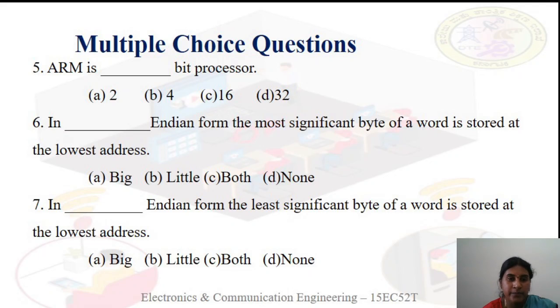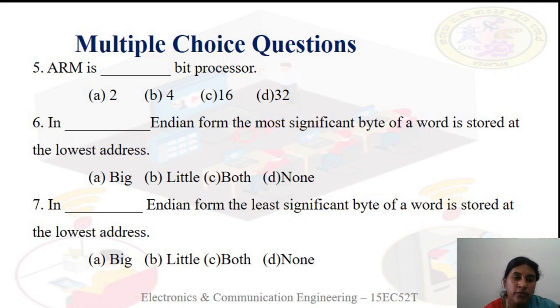Next one, in dash endian form, the most significant byte of the word is stored at the lowest address. My dear students, don't get confused with this big and little endian mode. I tell you one point. Before answering big endian or little endian, keep in mind you are always considering the lowest address. If you are taking the most significant byte there, it is big endian. If you are taking the least significant byte, it is little endian. Don't get confused with this.